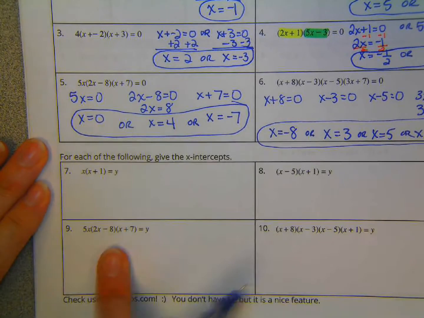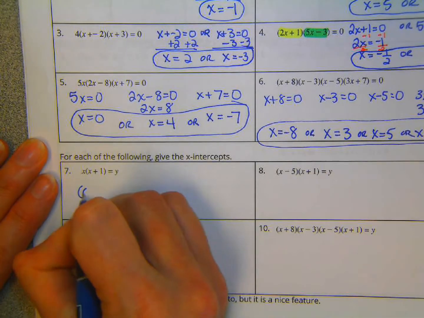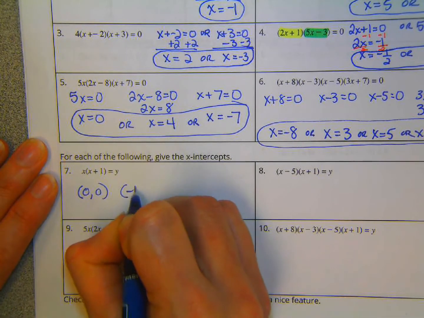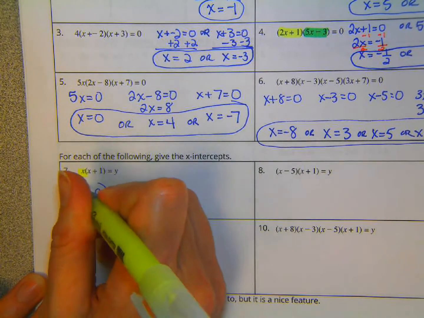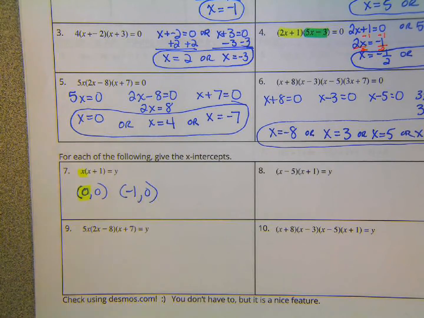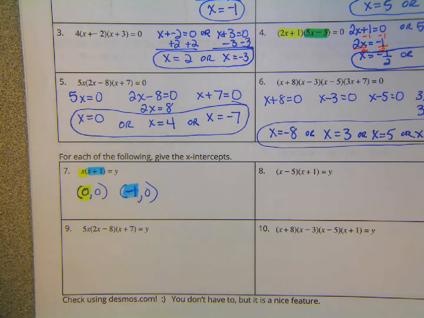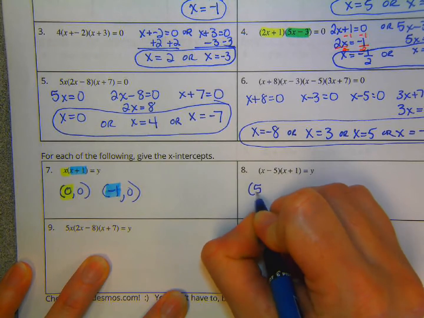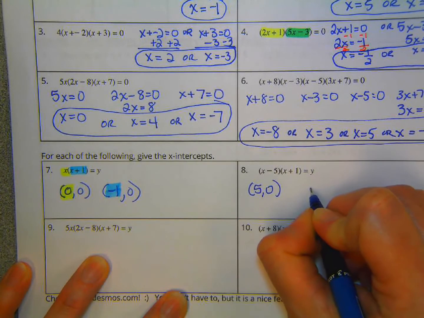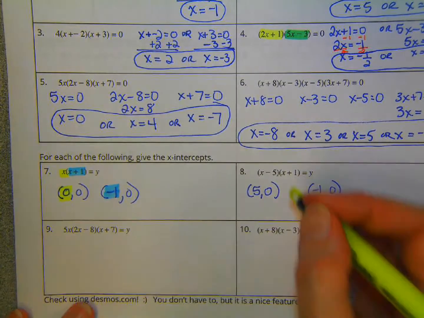So here we have to give the x-intercepts. I'm going to kind of fly through this. The x-intercepts are (0, 0) and (negative 1, 0). Where's that coming from? There and there. Here we have (5, 0) and (negative 1, 0). Remember x lies? Remember that?